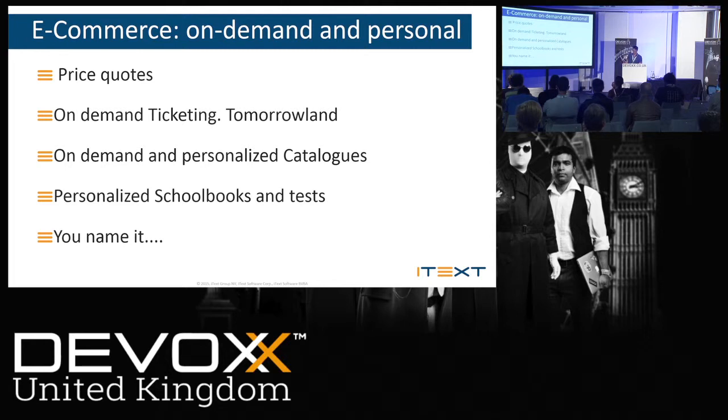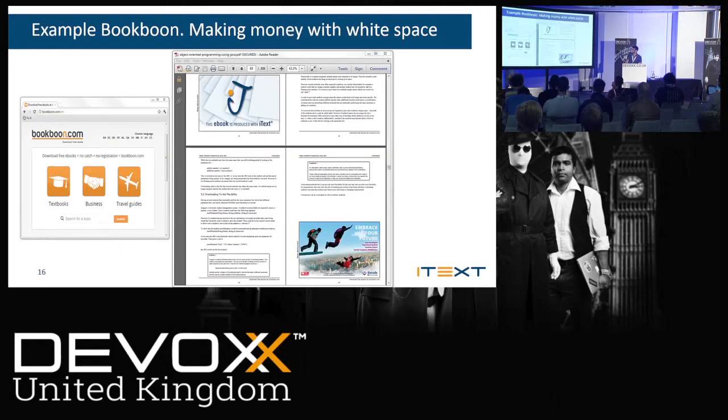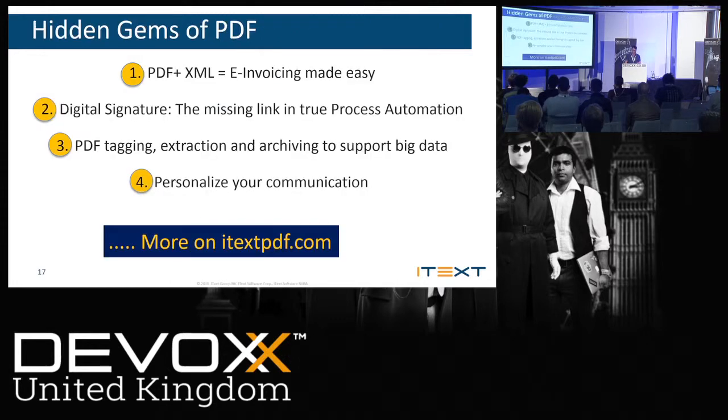A bit more on the business side is this example that we have. Boekboon is an ebook provider. And the way that iText is used in this example is that you can insert personalized advertisements inside the PDF. So right now it shows an ad from iText, but it's just a placeholder. You can add personalized advertisements for the user, the downloader of this ebook. That's a prime example of how you could use iText to personalize your communication with your customers.